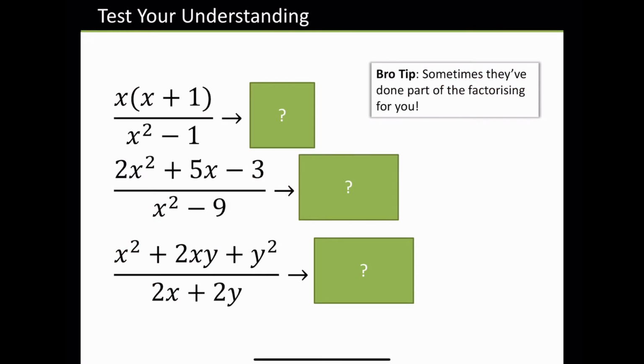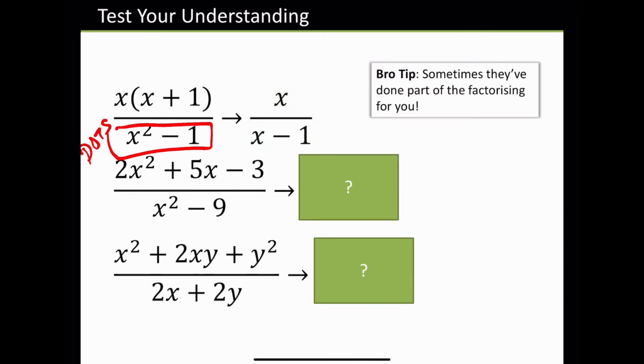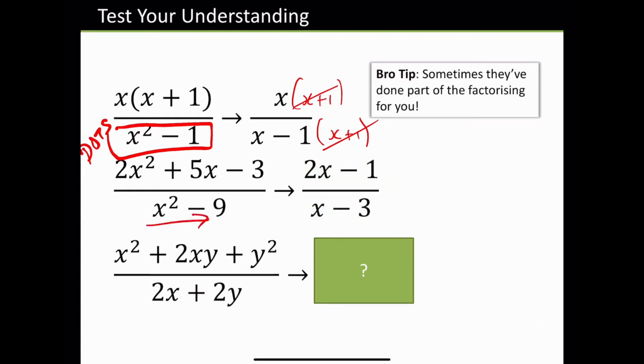So, same here, dots, difference of squares, okay? Just be very careful to spot it, because that would have been x plus 1 and x plus 1, cancel each other off. Factorizing again, difference of squares at the bottom, and factorizing again.